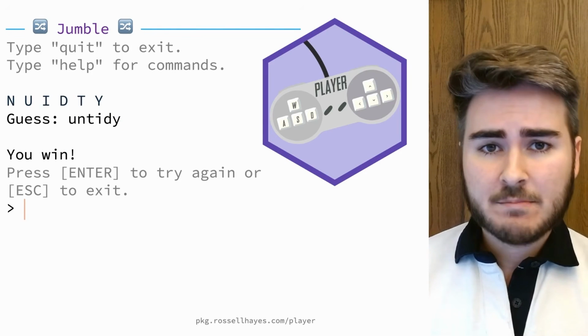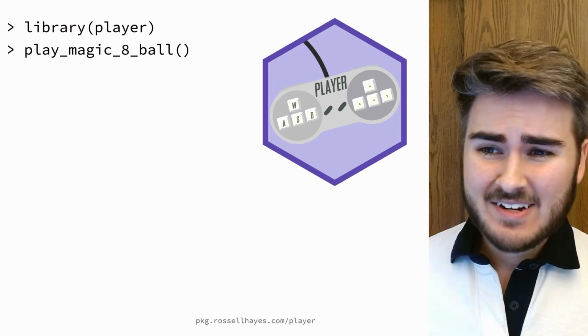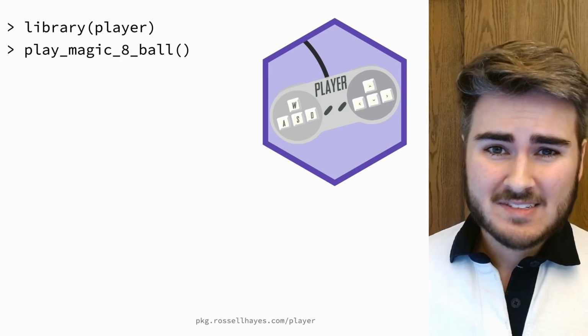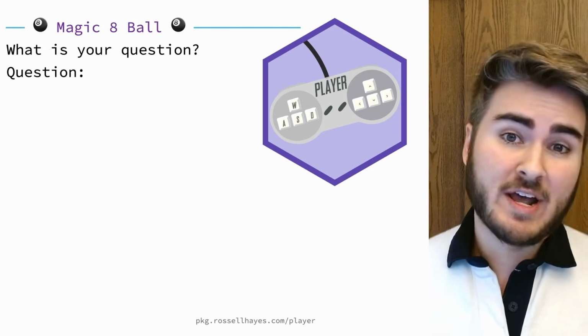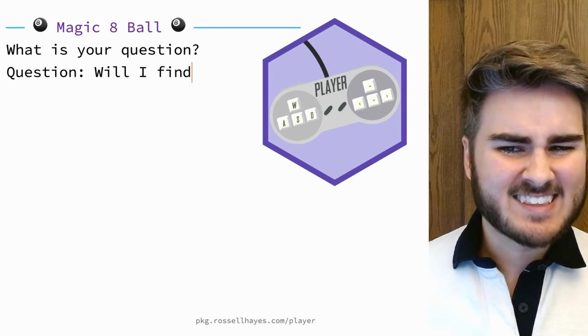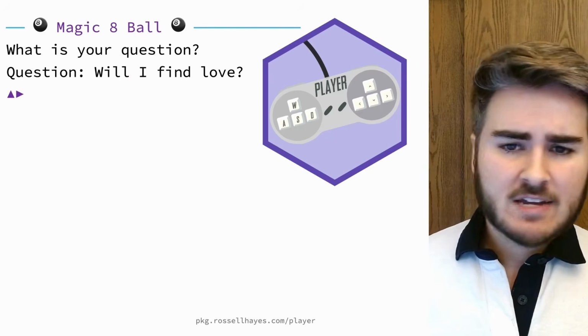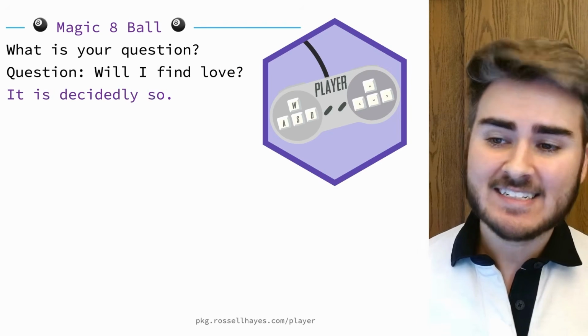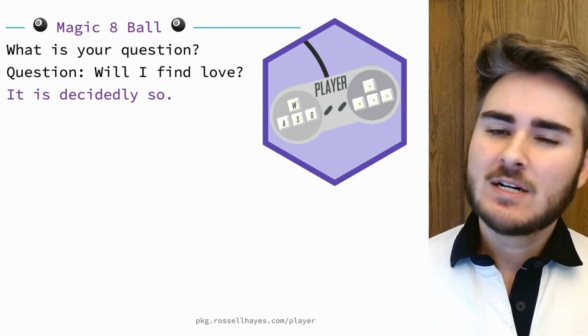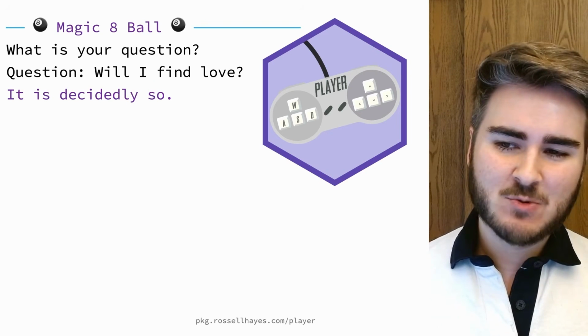All right, we got numbers. We got words. You know, we can use a magic 8-ball, even interact with a whole sentence. I'm going to ask my question, the one I always ask. Will I find love? Let's give that magic 8-ball a shake. Ooh, I'm crossing my fingers, and that's decidedly so. Oh, the player package never does me wrong.